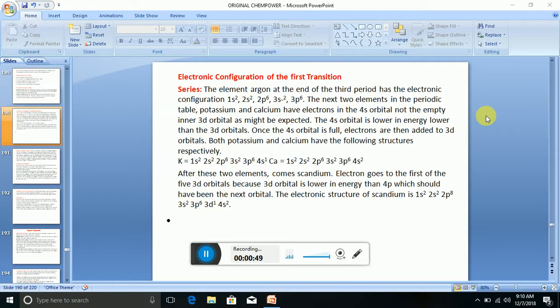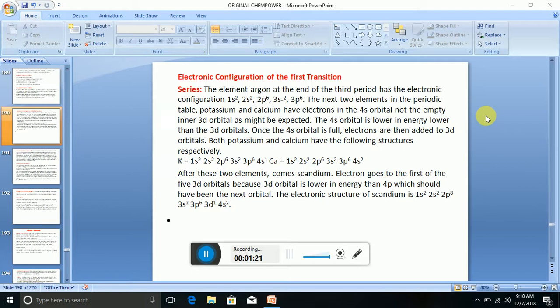The 4s orbital is lower in energy level than the 3d orbitals. Once the 4s orbital is full, electrons are then added to 3d orbitals. Both potassium and calcium have the following structures respectively.